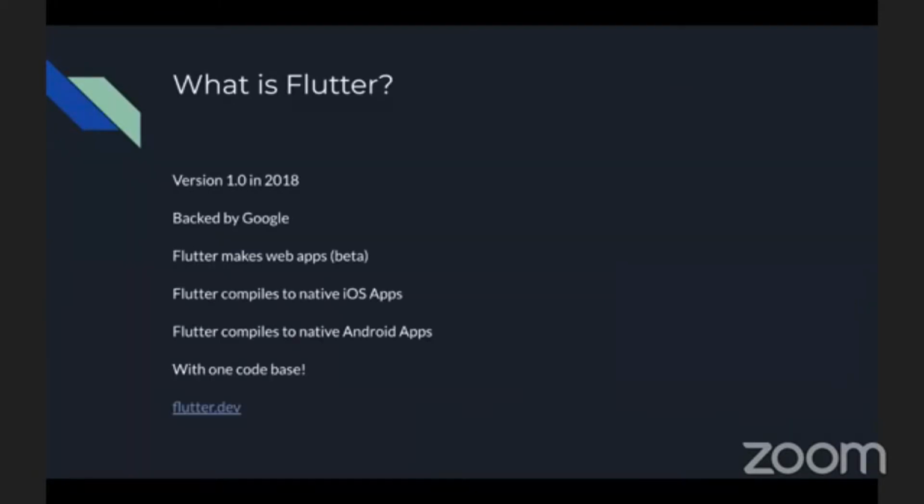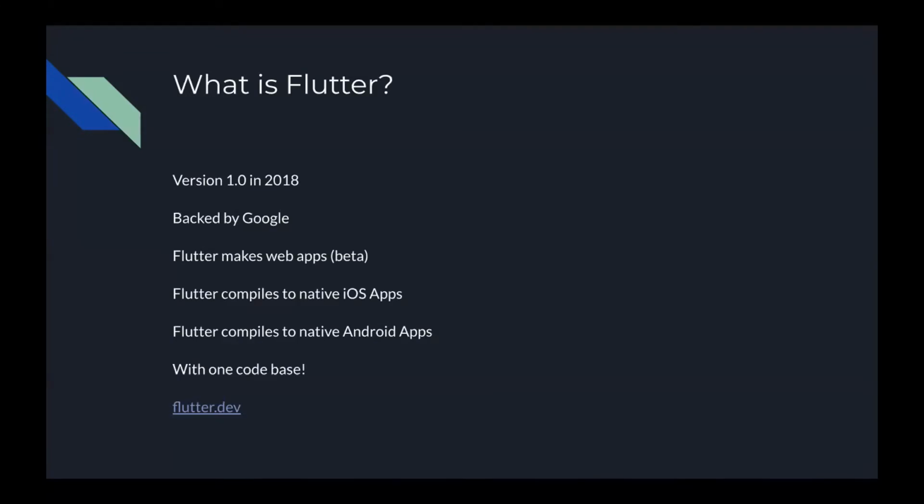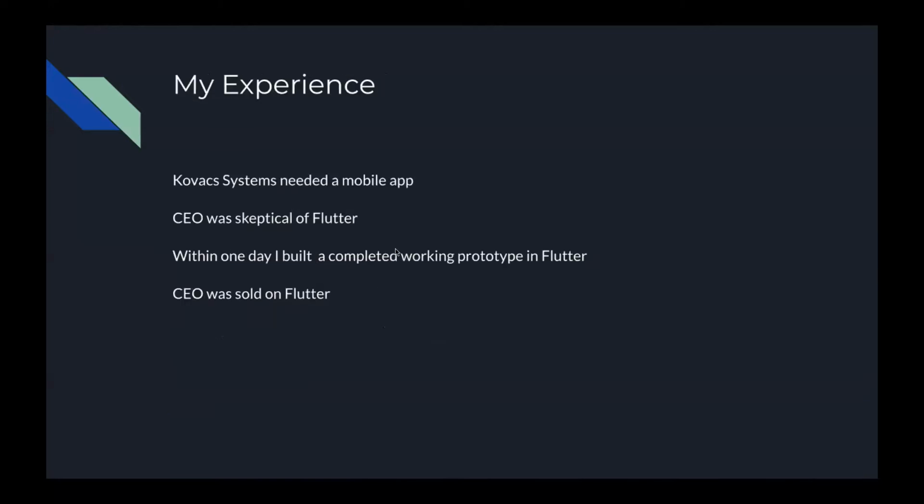So what is Flutter? Version 1.0 came out in 2018. It was backed by Google. Flutter is able to make web apps. It's able to compile to native iOS apps. It's able to compile to native Android apps, all with one code base. There's also in the works the ability to compile to native desktop apps as well, but that's in alpha stages right now. You can get everything you need for Flutter at flutter.dev.